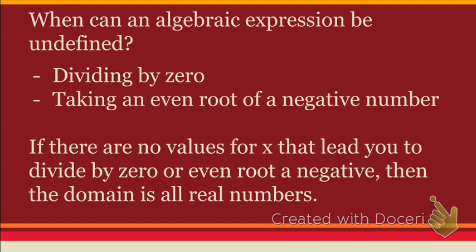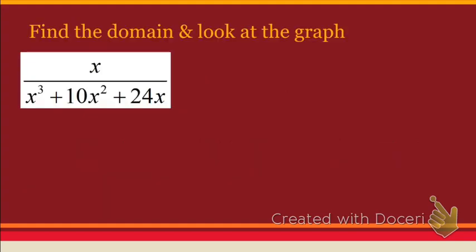So if there are no x values that lead you to divide by 0, or take an even root of a negative, then we can assume, if there's just an equation and no graph provided, that the domain is all real numbers, for now, until we get into other things like trigonometric functions and so forth. So, find the domain and look at the graph.